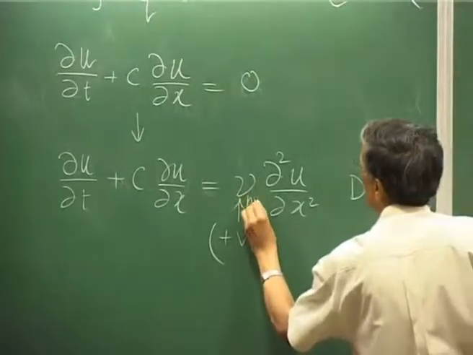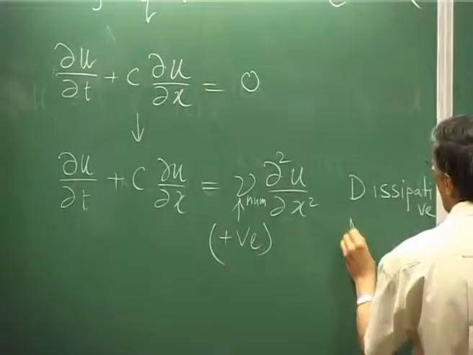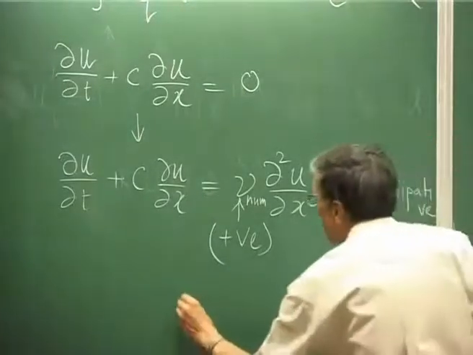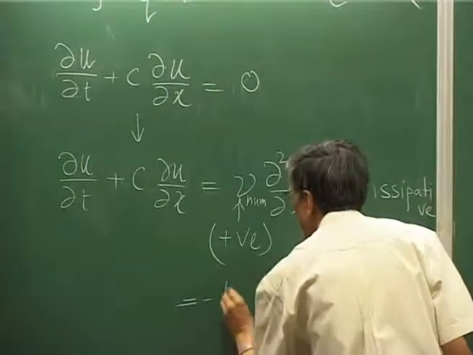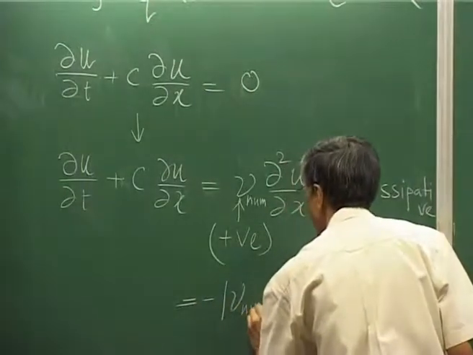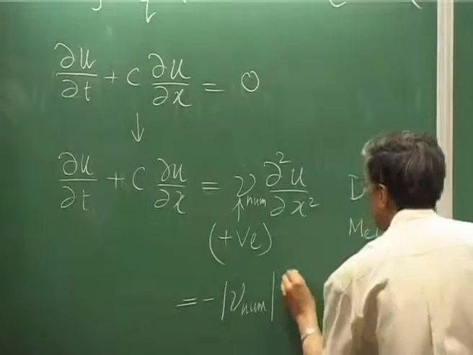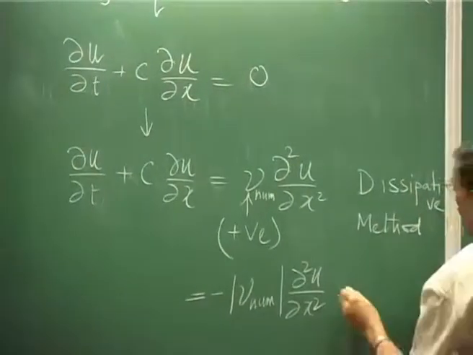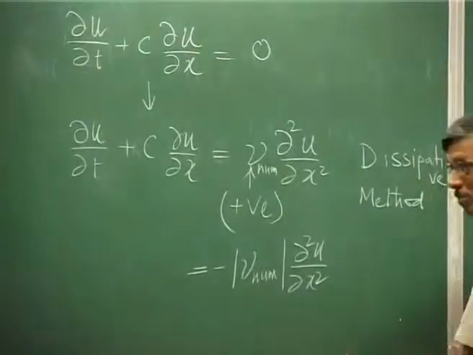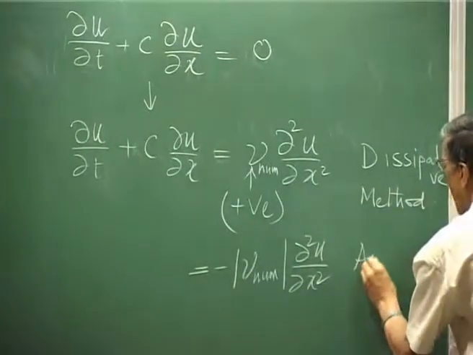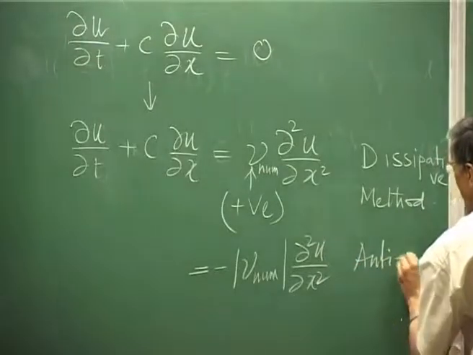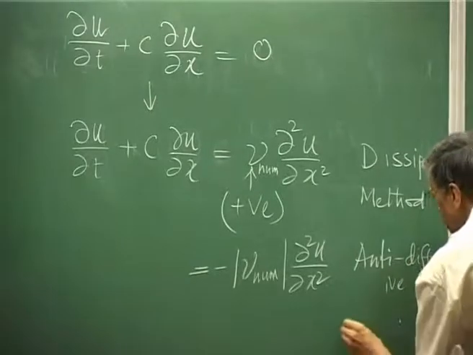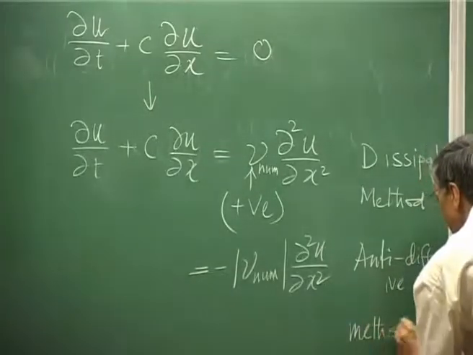So, let me put this instead, if I get this like this, a strictly negative quantity, then what do I get? This will be not dissipative, just the opposite of that. So, people have called it an anti-diffusive method. So, we are adding anti-diffusion.